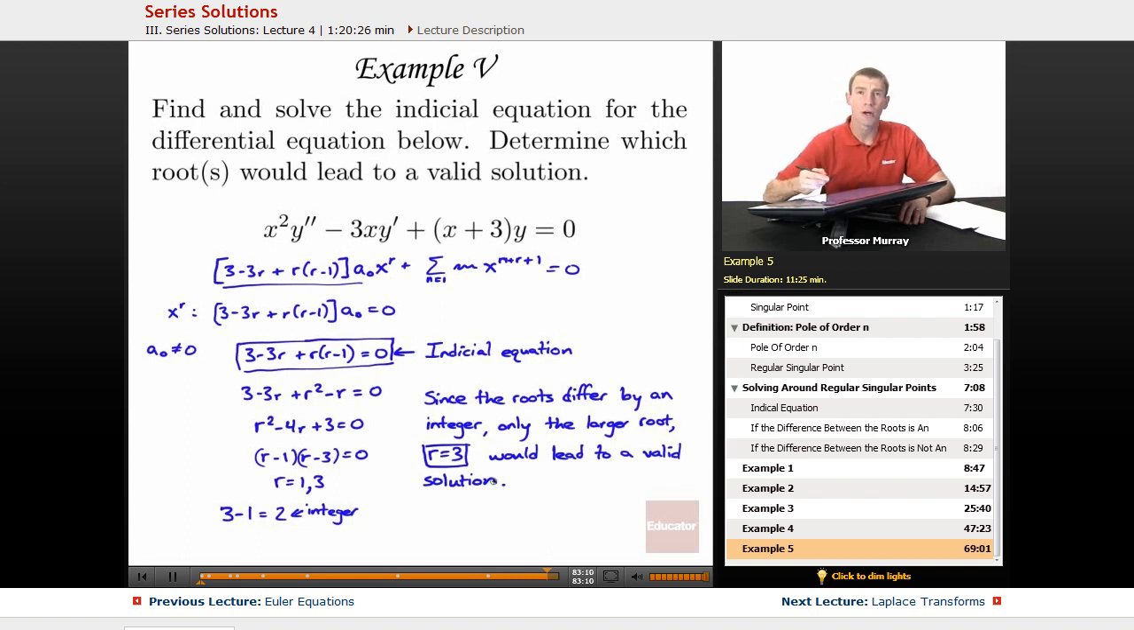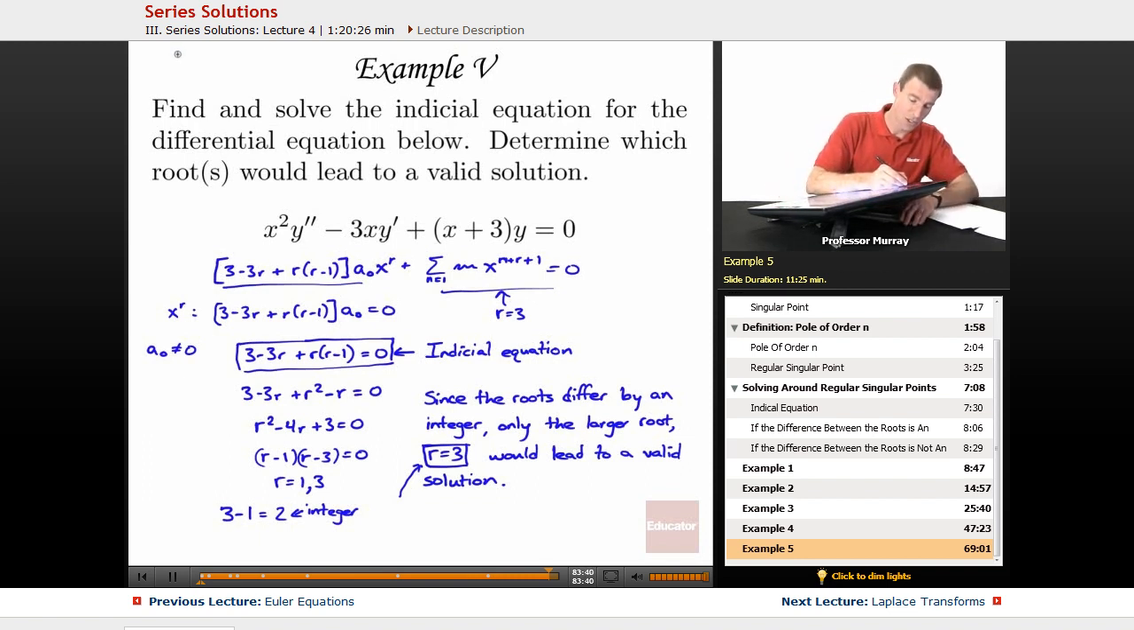But if you wanted to keep going and finish solving this differential equation, what you would do is take r equals 3 and plug that back into this differential equation, get a recurrence relation, and then build up your series solution one coefficient at a time. It's rather messy, and so I'm not going to do it, but that's how you would keep proceeding here, with r equals 3. So let me remind you exactly how we got to this stage.